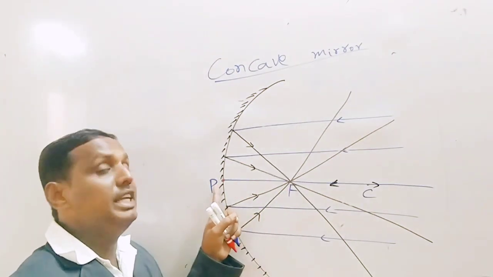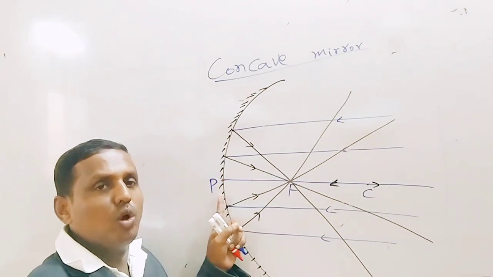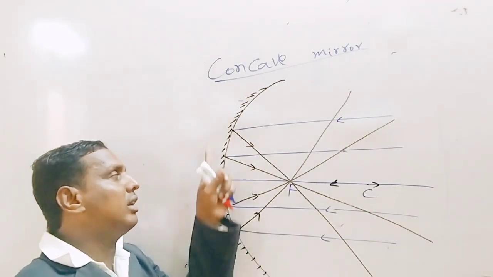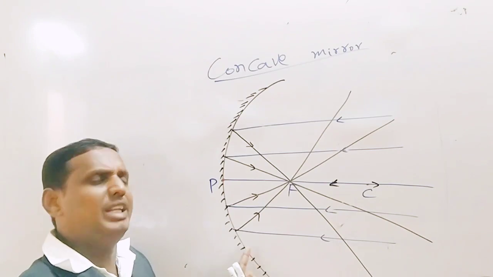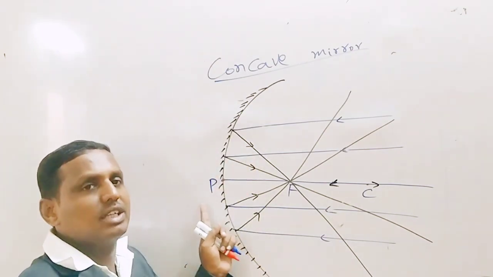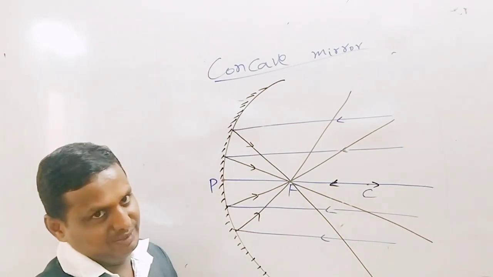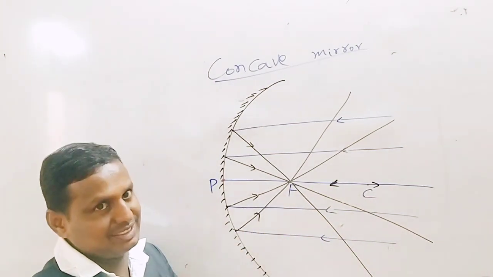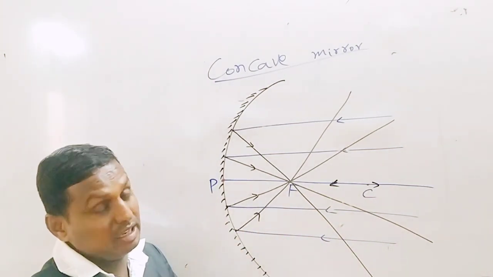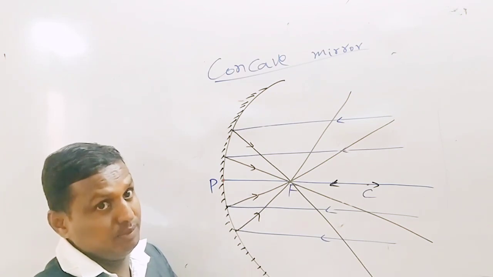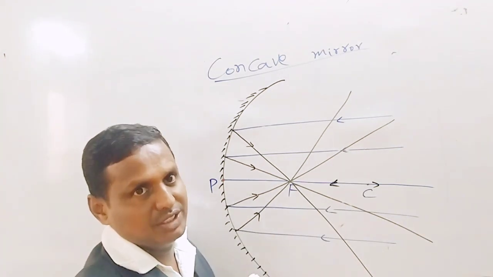P is the pole. Pole is nothing but the midpoint of the mirror. We can simply say the midpoint of the mirror is called the pole. C is the center of curvature. F is the focus. Another name for focus is focal point.